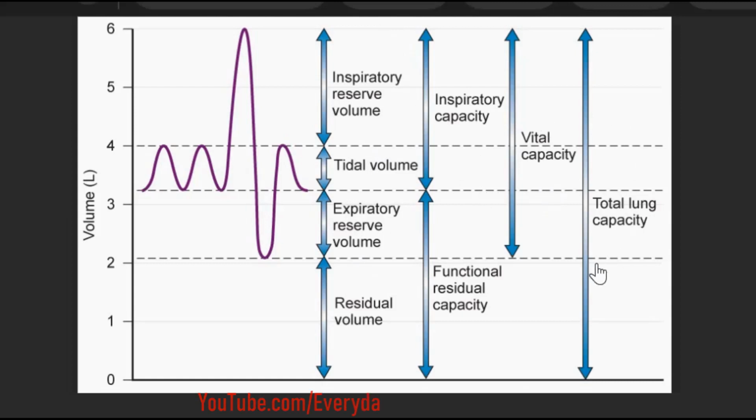Now finally, the last lung capacity is the total lung capacity. It is the maximum amount of air the lung can accommodate. It includes inspiratory reserve volume, tidal volume, expiratory reserve volume, and residual volume. You add all these 4 volumes to get the total lung capacity. In males, it is approximately around 6 liters, and in females, it is approximately around 4.2 liters.